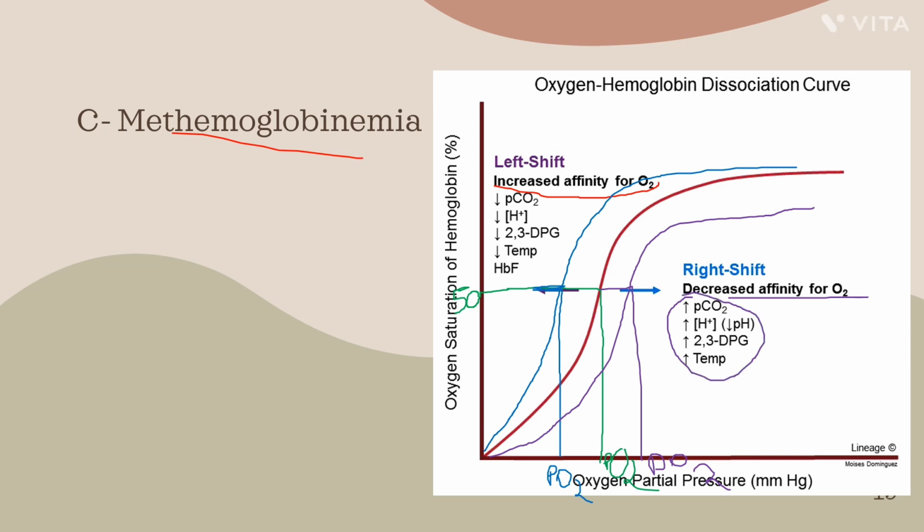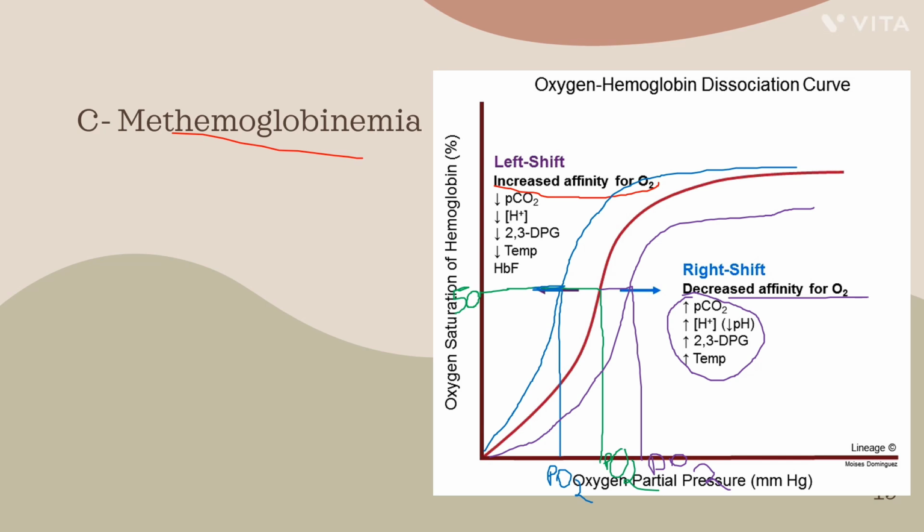Okay, so when there is increased PCO2, the affinity for oxygen will be reduced because hemoglobin will now be trying to bind to the carbon dioxide molecule. So increased delivery of oxygen to the tissues. Okay, again, when there is increased H plus or acidosis, decrease in pH, there will be a right shift.